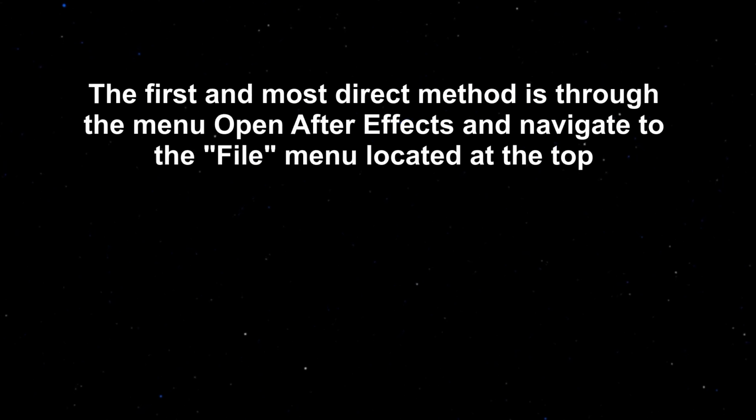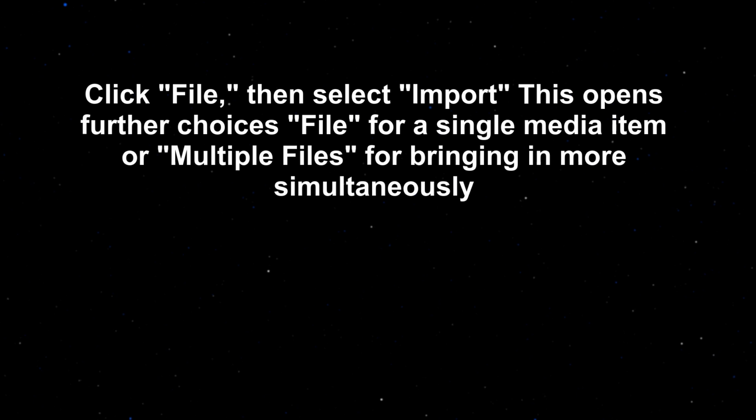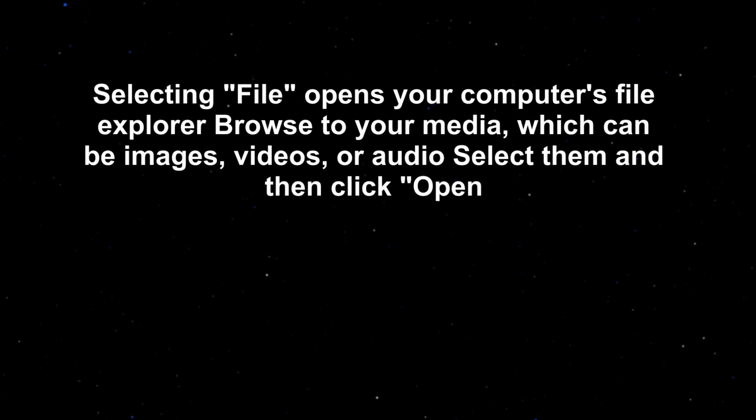The first and most direct method is through the menu. Open After Effects and navigate to the File menu located at the top. Click File, then select Import. This opens further choices: File for a single media item, or Multiple Files for bringing in more simultaneously. Selecting File opens your computer's File Explorer. Browse to your media, which can be images, videos, or audio. Select them and then click Open.